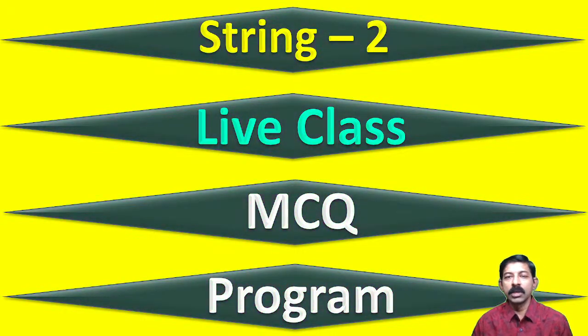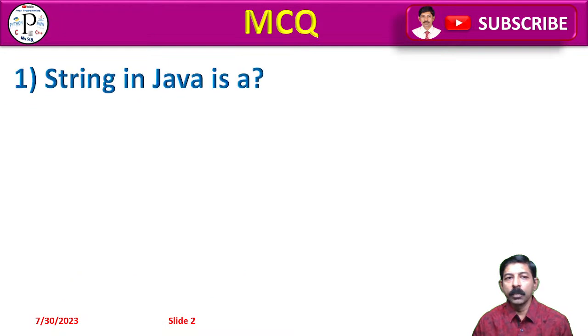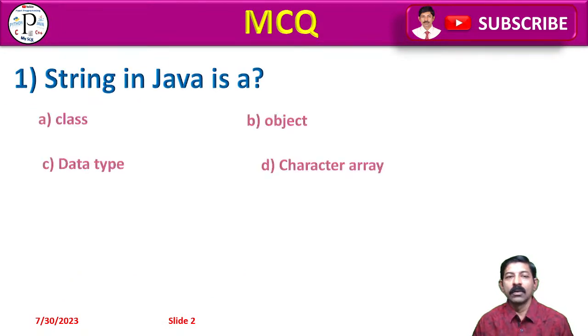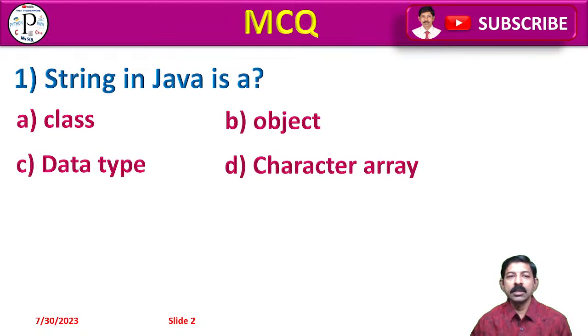Again, we are going to discuss strings with MCQs and programs. We'll start the proceeding. The first one is: Java String is a dash. Is it a class, an object, a data type, or a character array?